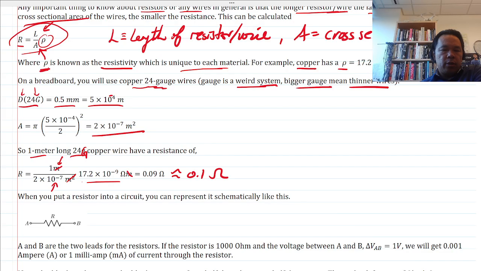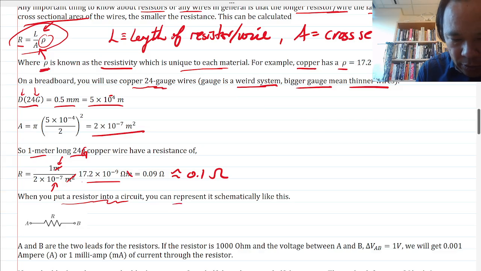And in the homework, you're going to see that if I start running a lot of current through this, there's going to be some problems if you're using wire that is too thin. When you put a resistor into a circuit, it is schematically represented by this zigzag symbol. So I'm just going to draw it.